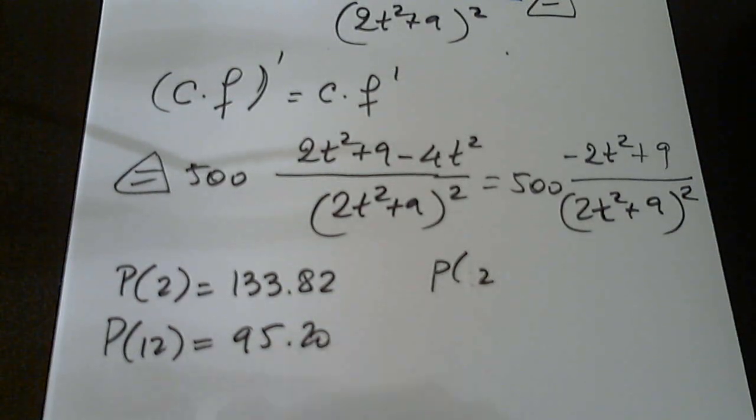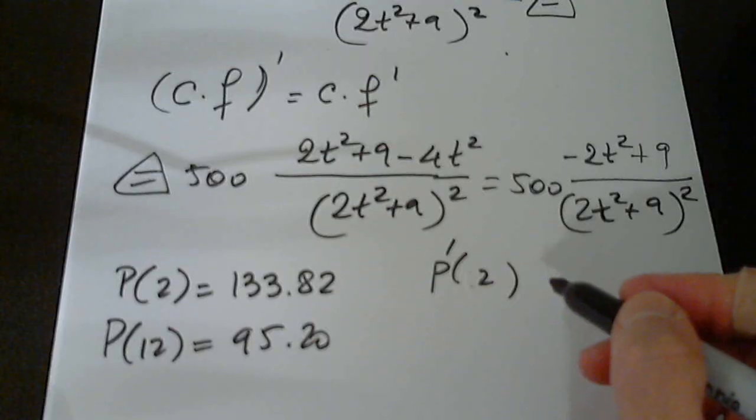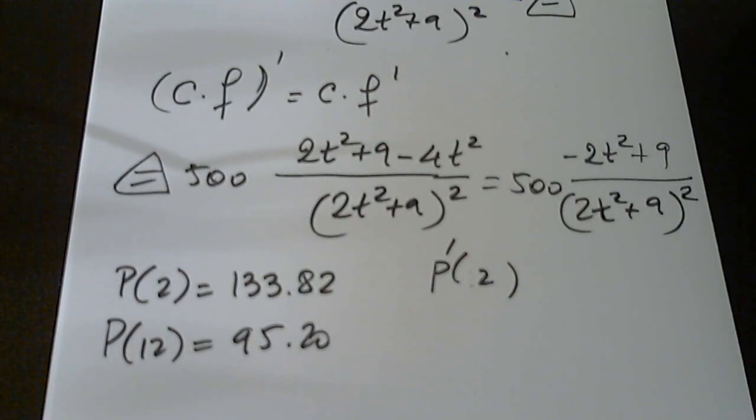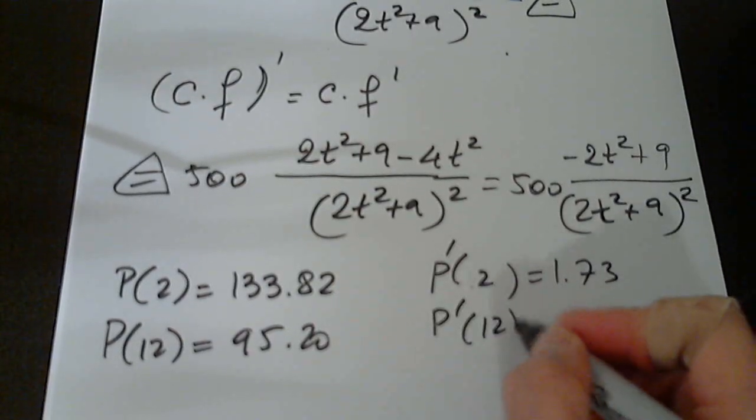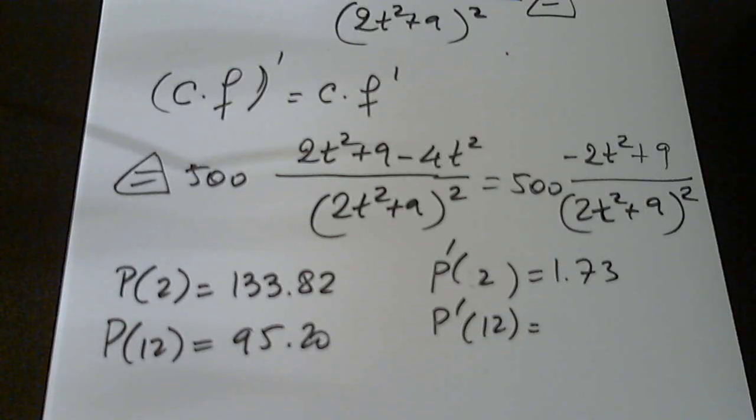And then P prime of 12, and I'll go back to my screen. So P prime of 2, what was it? Let's go to the right. 1.73. And P prime of 12 is, look at that, negative 1.58.